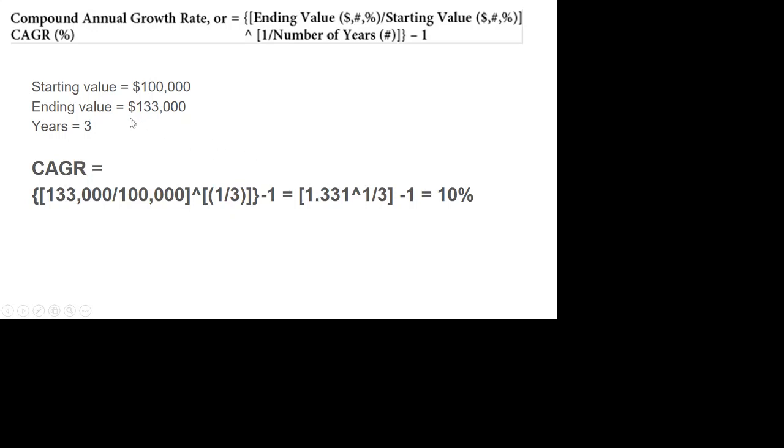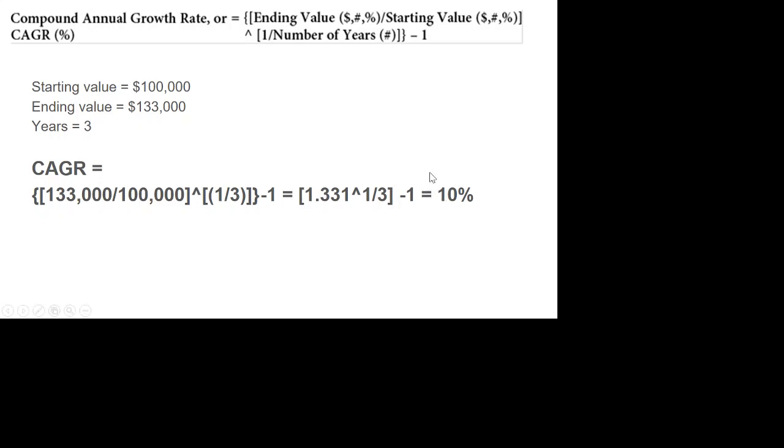So our starting value was 100,000. Say our ending value was 133,000 even over 3 years. This is our formula. So you plug the ending value, beginning value to the 1 over number of years, in this case 3 power, and put all that in brackets. And from that you subtract 1, and that gets you basically the compound annual growth rate of 10% that was given in the previous example. We were just solving for it, given other numbers, to see how it actually works.